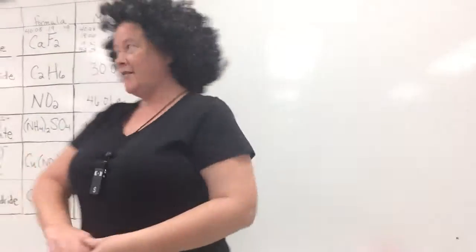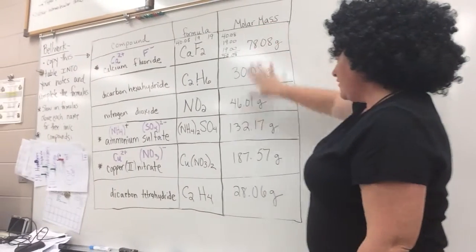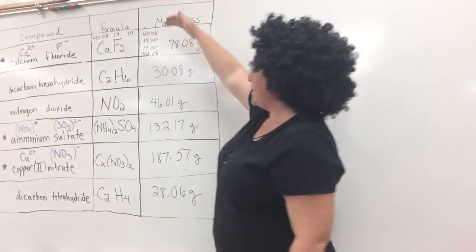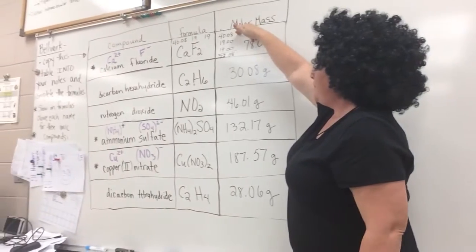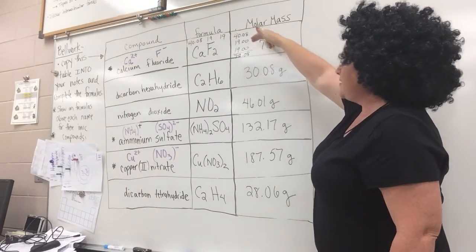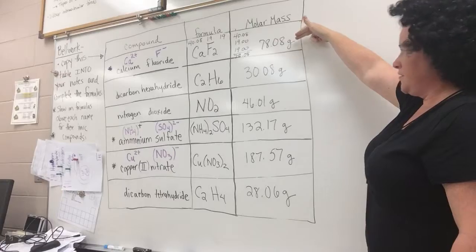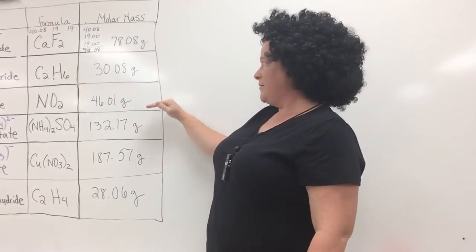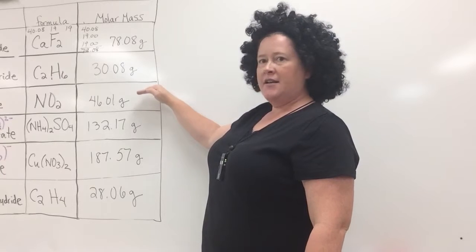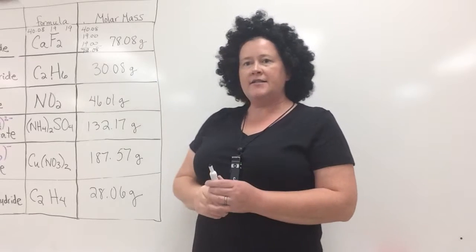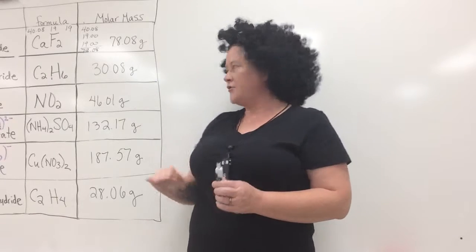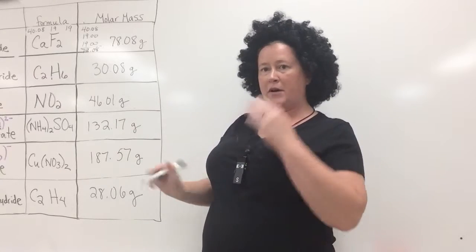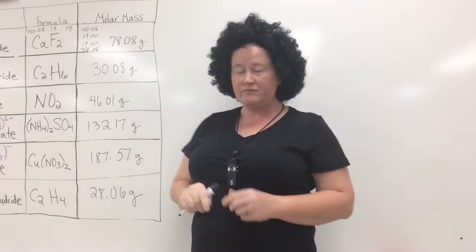So a reminder that I have all of the molar mass values here. A reminder that to get molar mass, we have to take the mass of each element and add them together to get a total. In the next part of this activity, I'm going to be talking about nitrogen dioxide in an example. And nitrogen dioxide, NO2, has a molar mass of 46.01 grams.